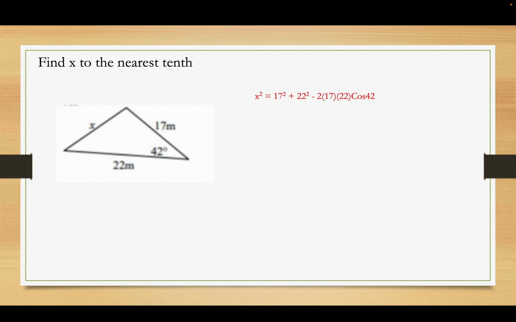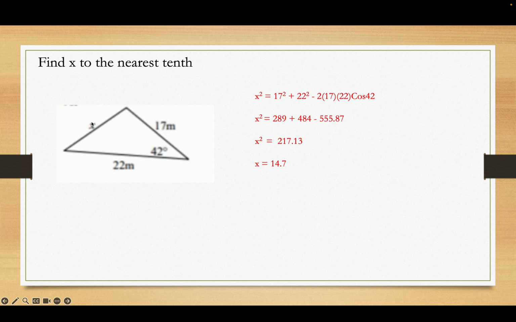Okay, so 17 squared is 289, 22 squared is 484, minus 2 times 17 times 22 times the cosine of 42. You can literally type that into your graphing calculator, and it'll tell you 555.87. That gives me x squared is, when I add these up and then subtract that one, 217.13. Square root both sides, x is 14.7. In other words, I just took the calculator and did second, x squared, square root of 217.13, and I get 14.7. So that's x to the nearest tenth.